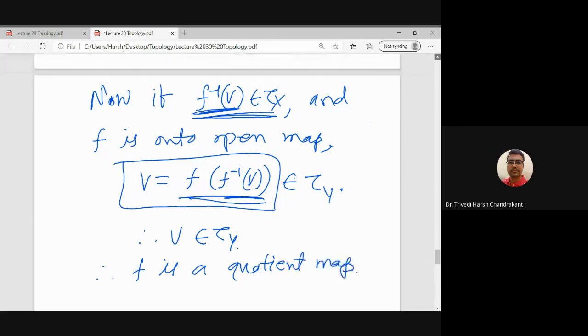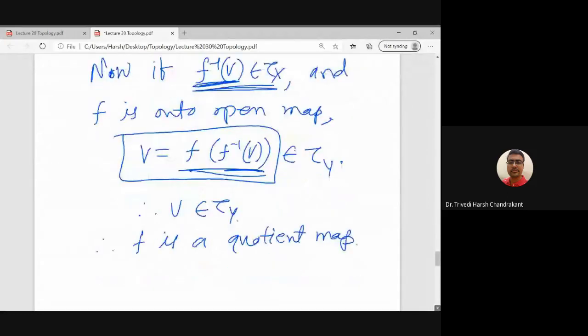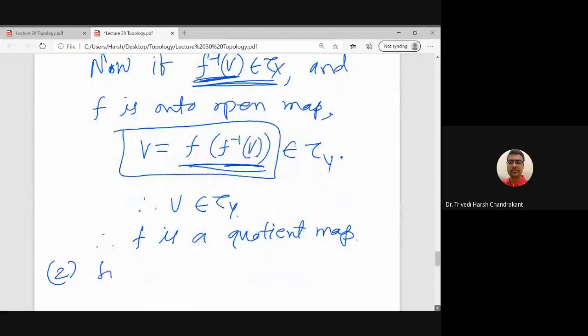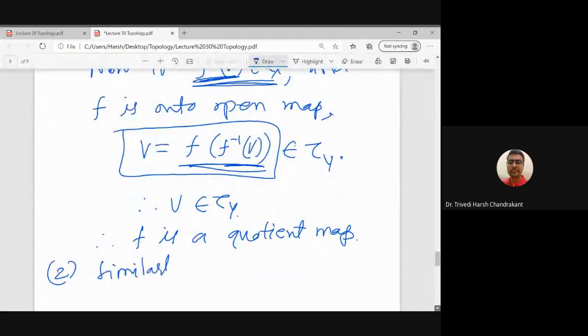What we verified is that V is in tau y if and only if f inverse V is in tau x. So that is the definition of a quotient map. The second part we can prove similarly. So this is more or less regarding the quotient map which we wanted to discuss.